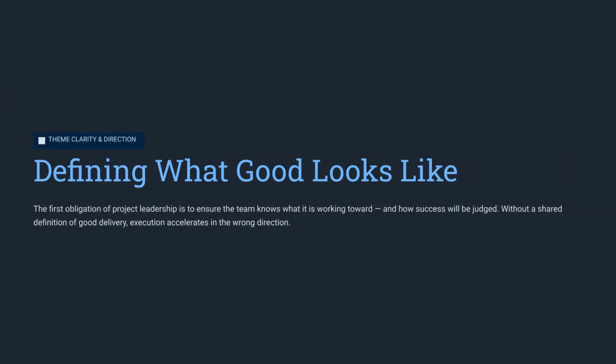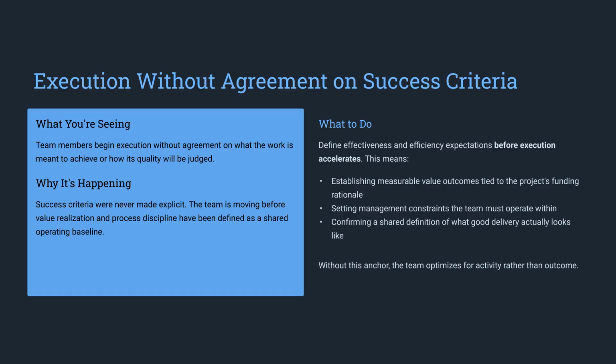The first step in project leadership is defining what good looks like. Without a shared definition of success, a team may move forward, but they will likely be accelerating in the wrong direction. If your team begins execution without clear success criteria, you face a significant risk. Before work accelerates, establish measurable value outcomes, define constraints, and ensure everyone agrees on the definition of a quality delivery.